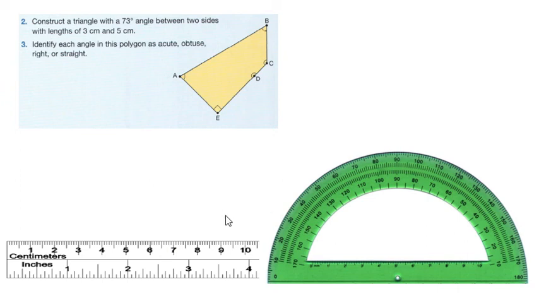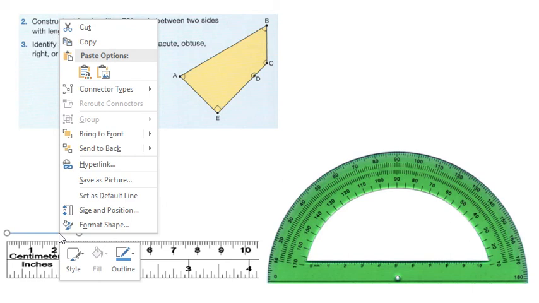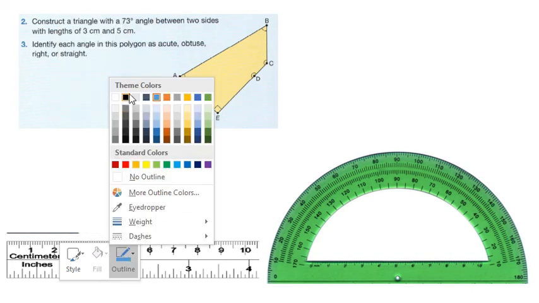So to start, I'm going to make two lines. One will be 3 centimeters, one will be 5 centimeters. I'm going to use my tools here for the software that I've got. Here's our first line. The 0 is right here. So here's our first line of 3 centimeters. I'll format that a little bit so that it's a bit darker.